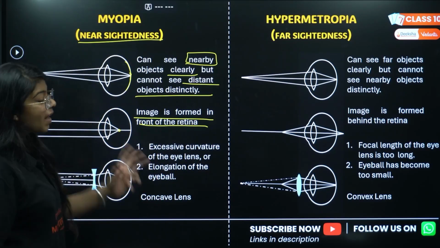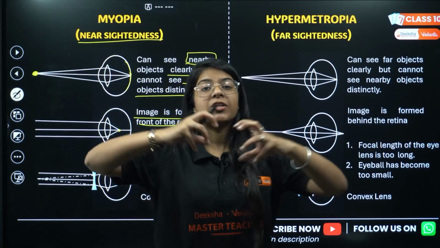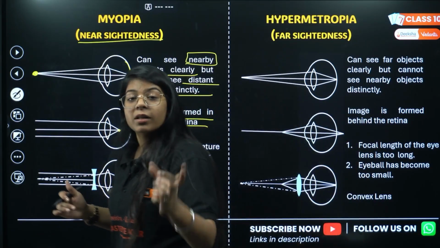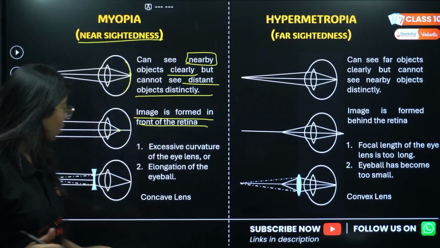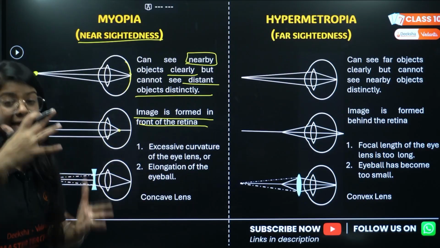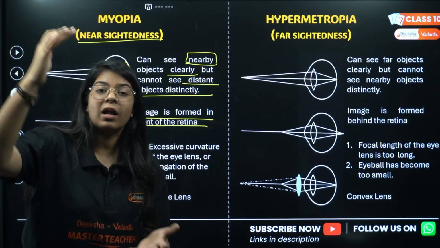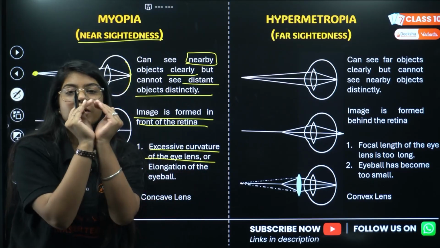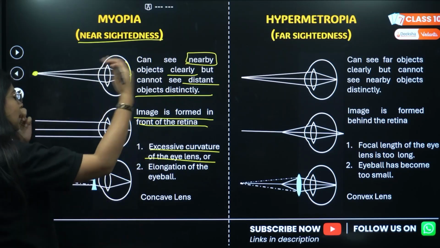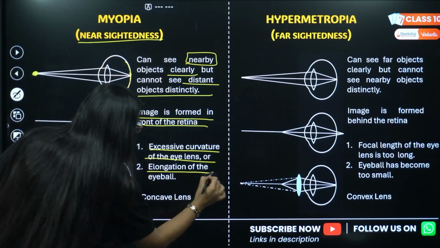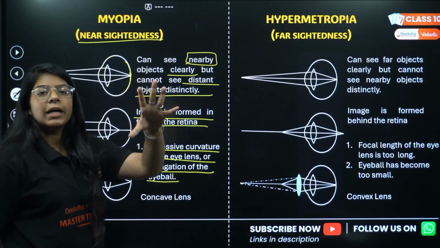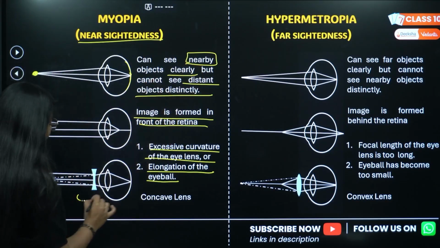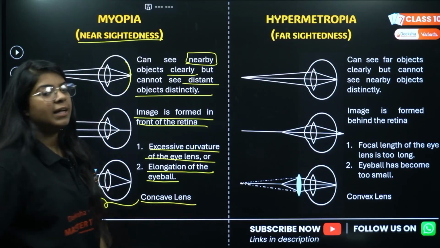Understood? Why does this happen? Because of excessive curvature of the eye lens. The curvature increases, it becomes thick, and the focal length decreases. Or the eyeball becomes elongated, right? It was this small, it becomes elongated. And to correct it, we use a concave lens.